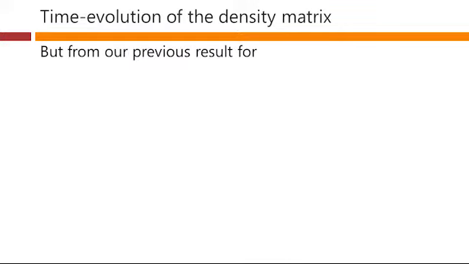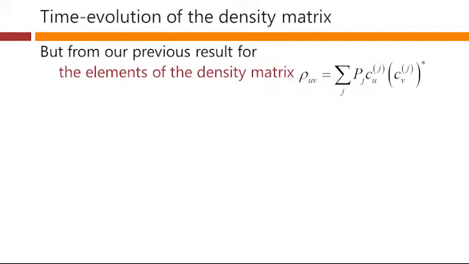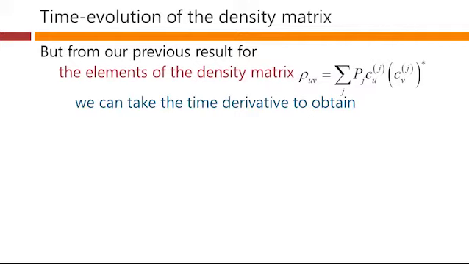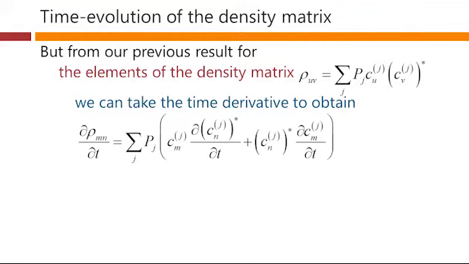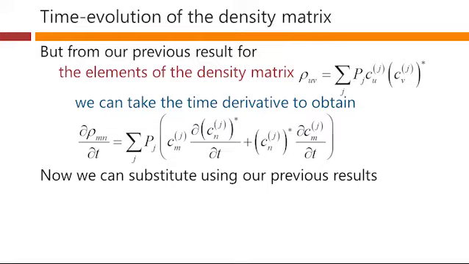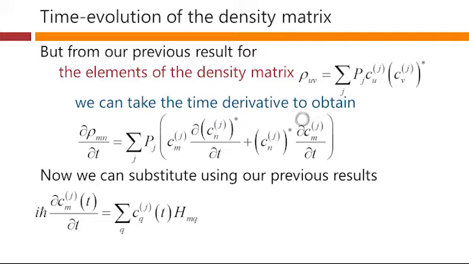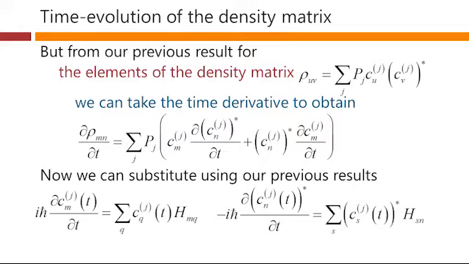But from our previous result for the elements of the density matrix, so here were our density matrix elements, we can take the time derivative to obtain this kind of expression. So we have to take the time derivative of the product of two functions of time, and of course that gives us this kind of form when we take the derivative of a product. Now we can substitute using our previous results for these kinds of terms. So here we have this one, which is going to be like this one here, and this one, which is going to be like this one here.